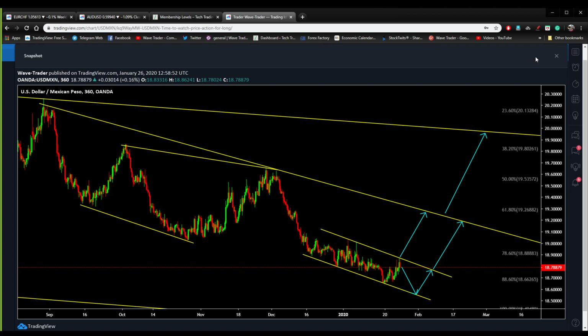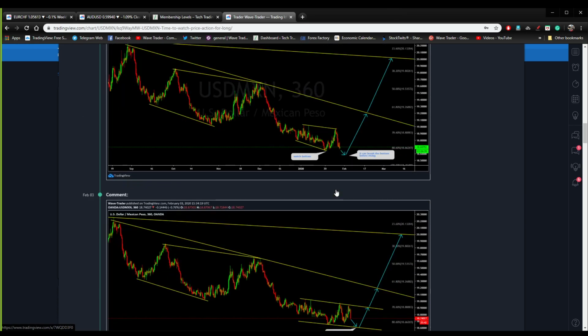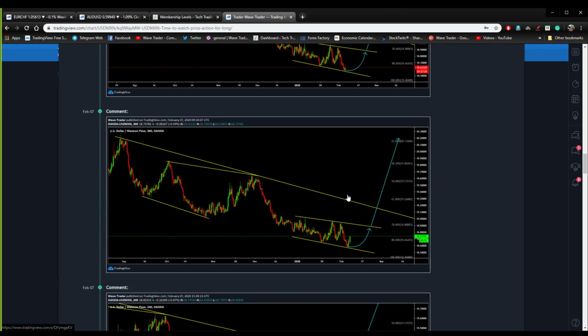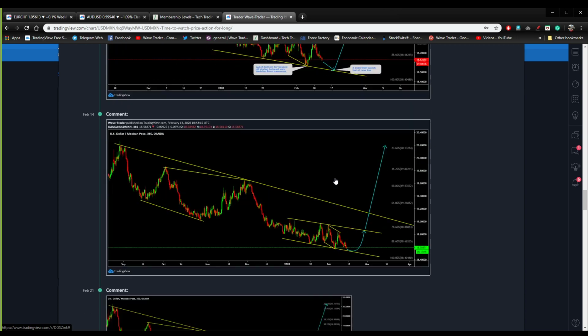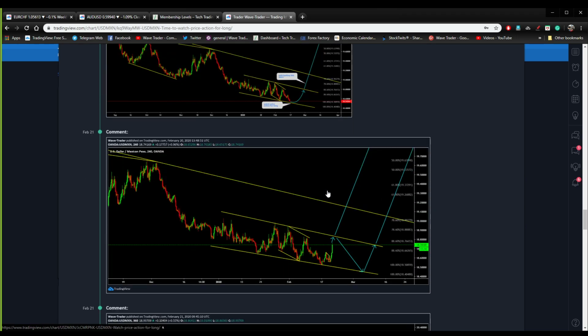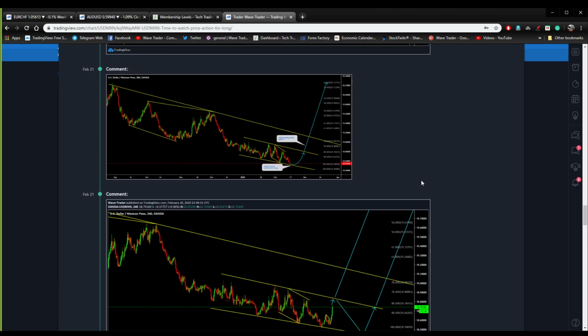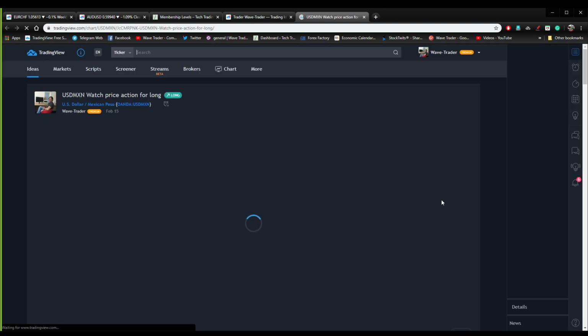But you are looking for up to the trend line. Up to the trend line. So we were tracking, look at how many updates there were. We were tracking that pair very, very closely. And just look at this chart.